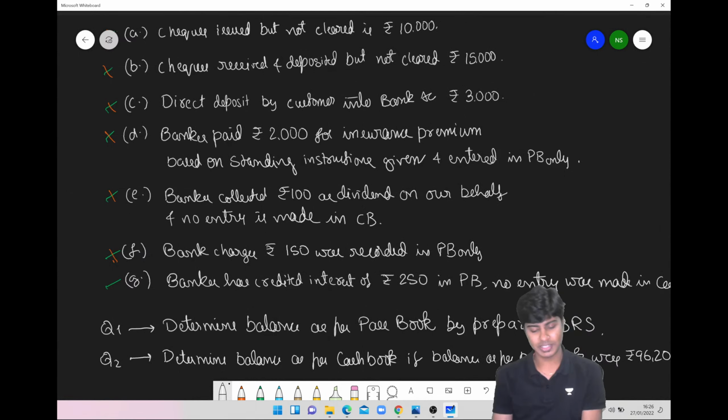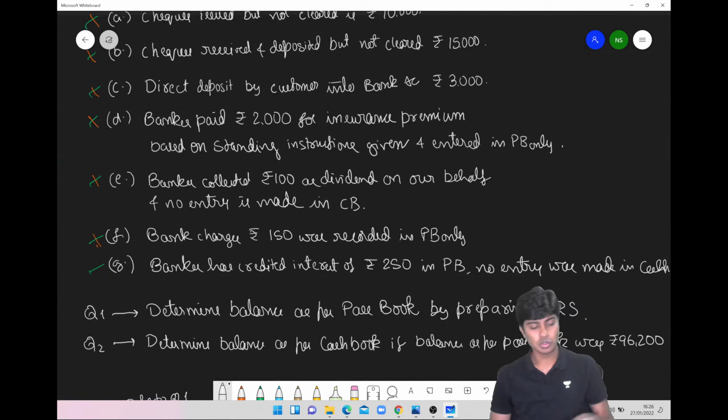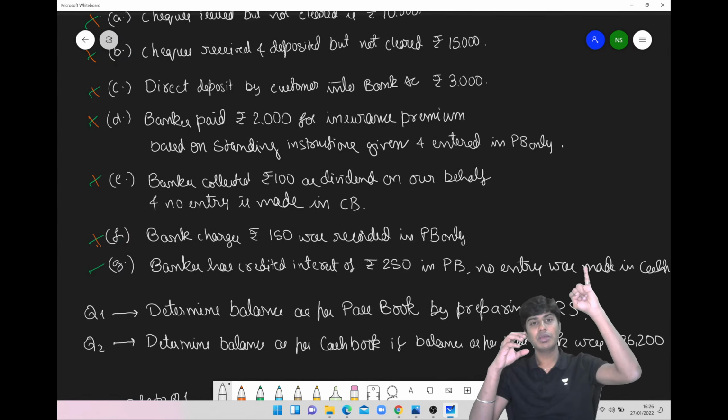Banker has credited interest of rupees 250 in passbook. However, no entry was made in the cash book. So the banker has credited interest of 250. When the banker credited interest of 250, the balance as per passbook has increased, but the entry is not made in the cash book, so it has not increased.